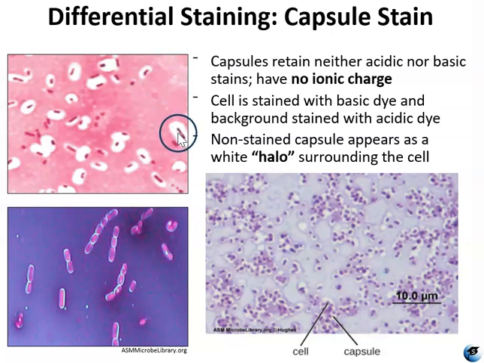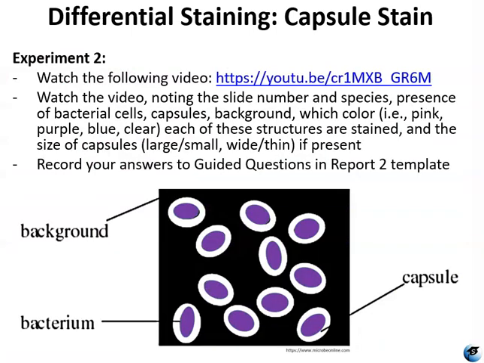And then the capsule itself doesn't have a charge, so it's not attracted to the basic dye or the acidic dye. It has a neutral charge. So if you stain the background and you stain the cell, then the only thing left that won't stain will be the capsule, and it will appear as a halo around the cells. It can be a really large capsule like this here, or you can have very small capsules that are very, very difficult to see. Here's a quick demo of the capsule stain technique.